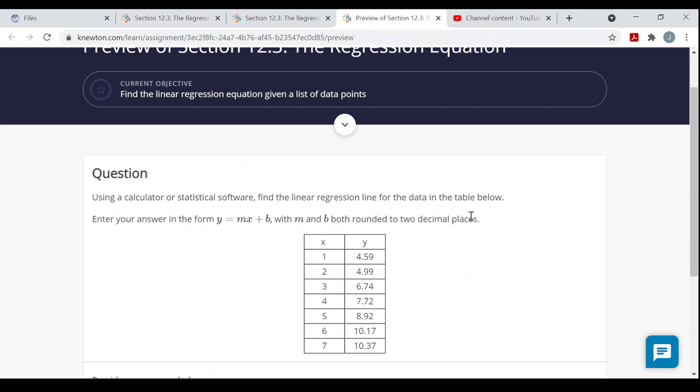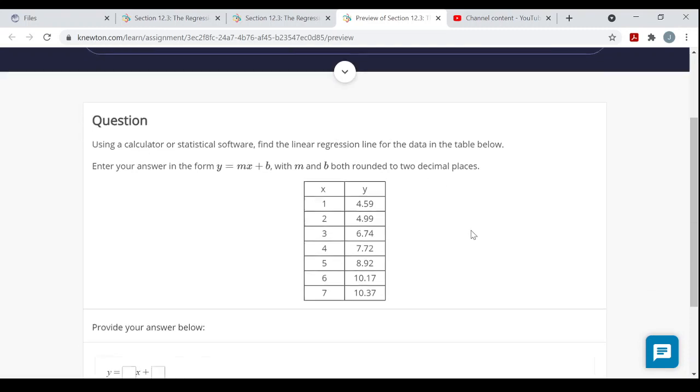You've got a lot of jargon there that will be discussed a lot more later. Here we're simply finding the linear regression equation. Using a calculator or statistical software, find the linear regression line for the data in the table below. They want you to enter your answer in the form y equals mx plus b, which you're probably used to: slope times x plus y-intercept, with m and b rounded to 2 decimal places.